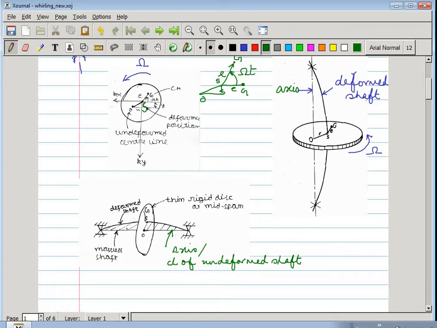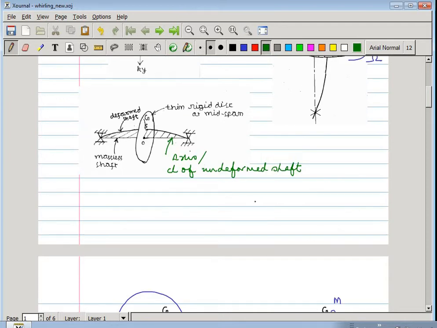Now this plane actually rotates as the disc rotates. This plane containing the deformed shaft and the center line rotates as the disc rotates. So now you see, suppose this is the shaft, and here there are bearings, and here there are bearings.